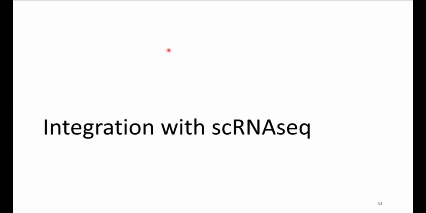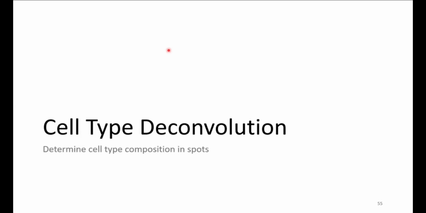And maybe the last point that I want to make is now, how can we integrate spatial data sets with other data sets? One obvious candidate, I think, is single cell RNA sequencing data sets, because often that's available. And I think there's two main things that we can do. One is cell type deconvolution.